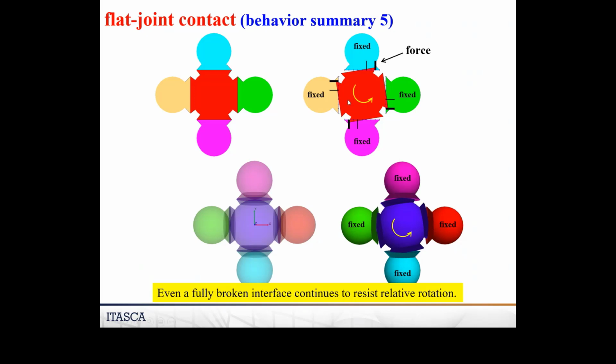Here is an example of a system. There are no bonds even to begin with. We keep the outside balls fixed. We rotate this, and you can see compressive forces developing on these edges to keep this thing interlocked.